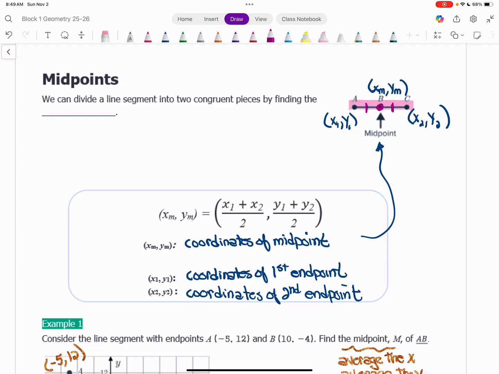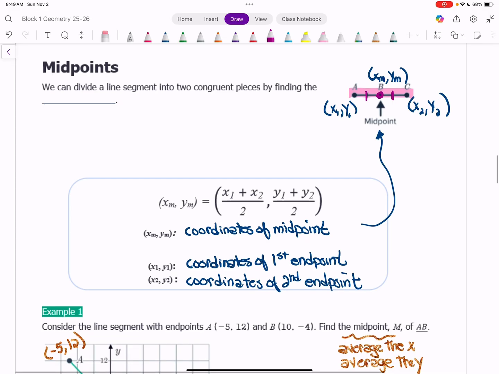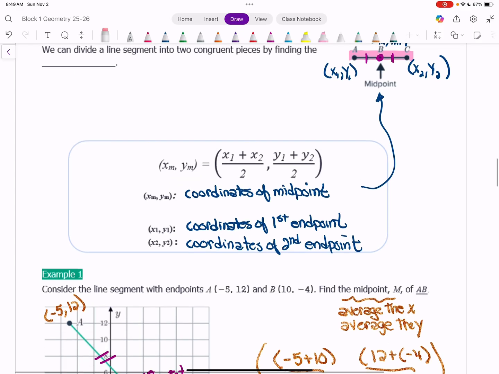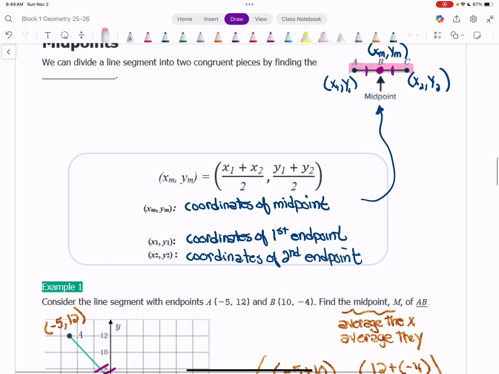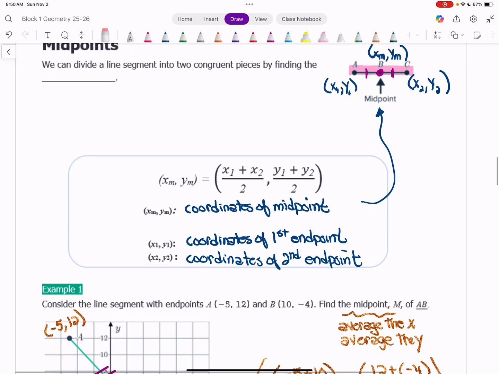B is the middle. And in order to find the middle, you're basically taking the average of the x values and the average of the y values, okay? And that means I'm adding up the x values and dividing by 2. I'm adding up the y values and dividing by 2. All right, the average is the middle, and if you have 2 points, it's the center of the middle. All right, so your x_m, y_m are the coordinates of the midpoint, and then you have 2 endpoints.